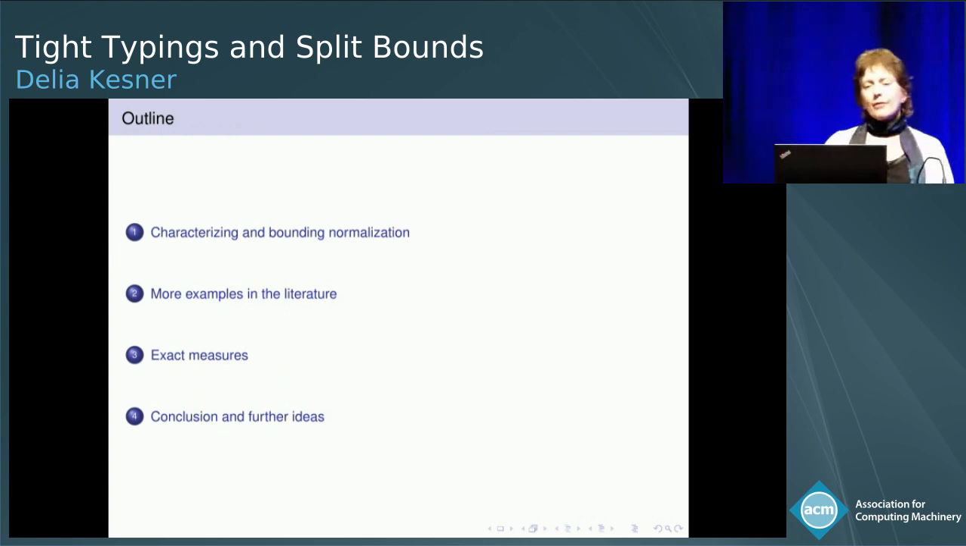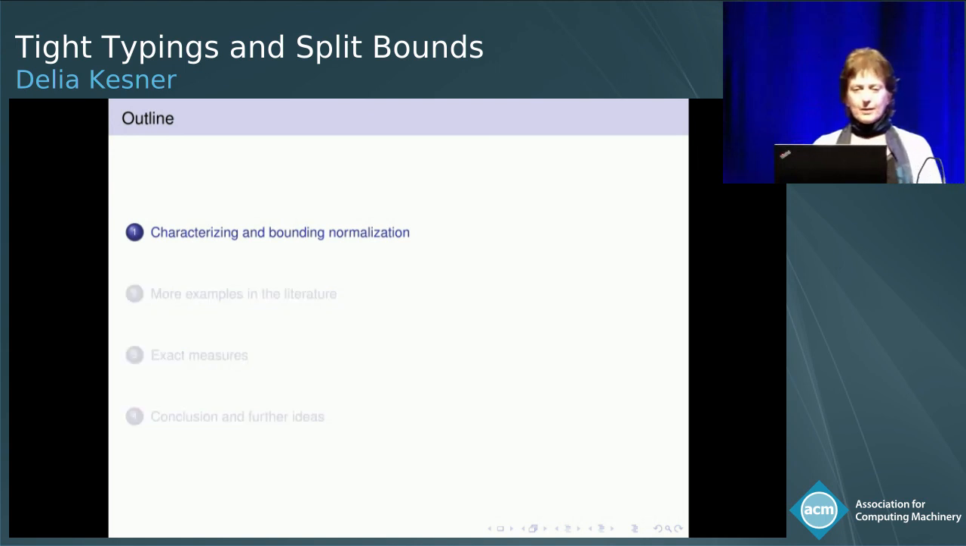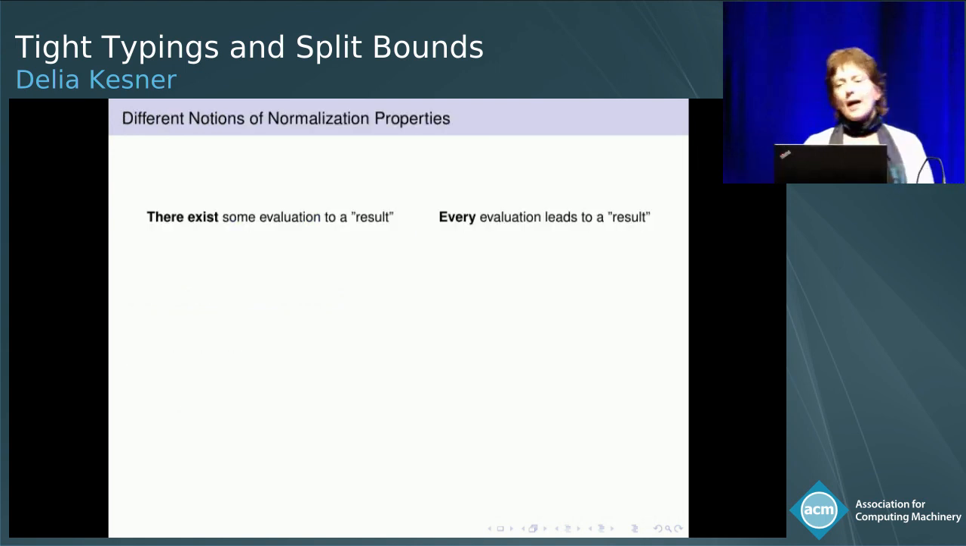So first I will review some basics about how to use idempotent types to characterize and bound operational properties like normalization. I will mention some more examples in the literature, and I will explain what the exact contribution of this paper is, which concerns exact measuring and not only bounding operational properties. So let's start by talking about operational properties.